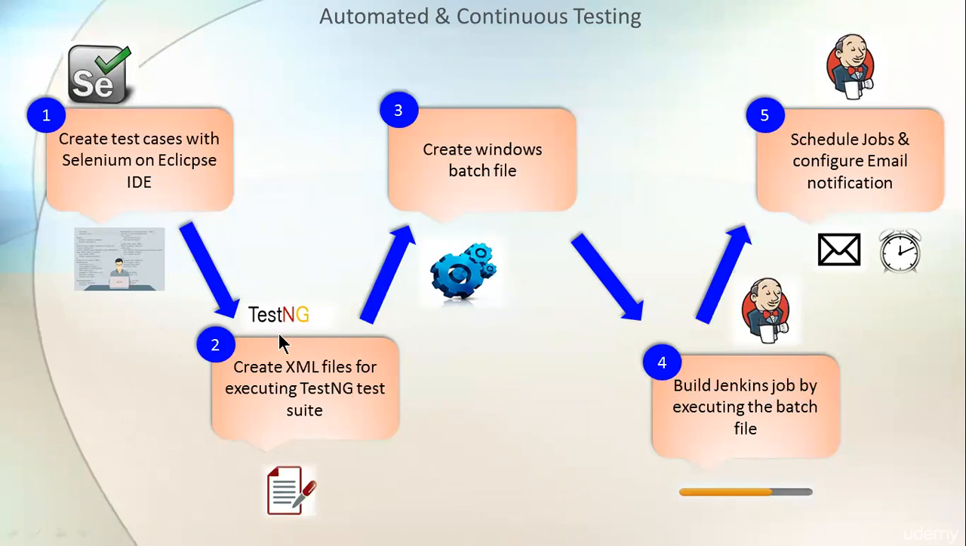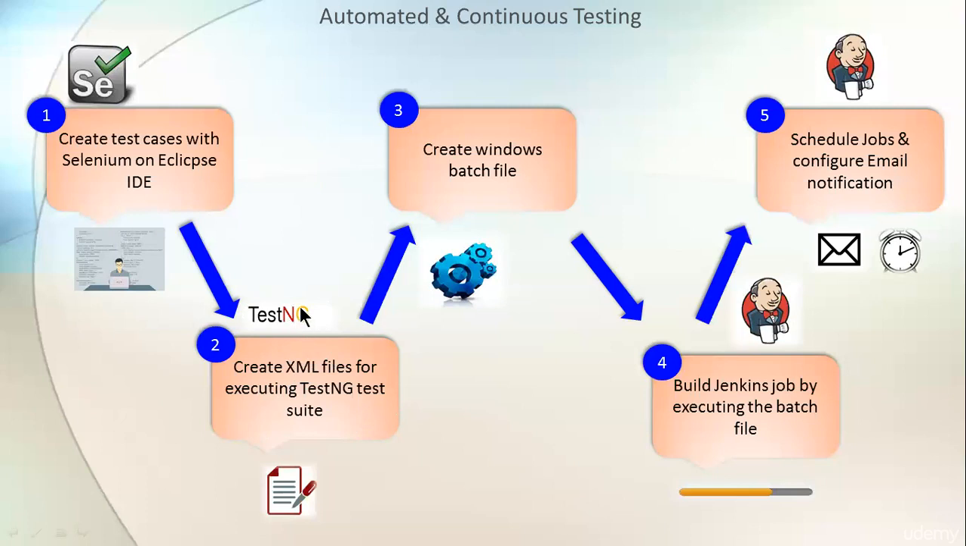So step number 2, we are going to use TestNG to create an XML file. TestNG easily converts our source code into the XML file, and that XML we are going to use to create a script. If we are operating on Windows, we'll create a batch script. If we are operating on Linux, we'll create a shell script. So this script is created from the XML file, and this XML file is generated by TestNG.